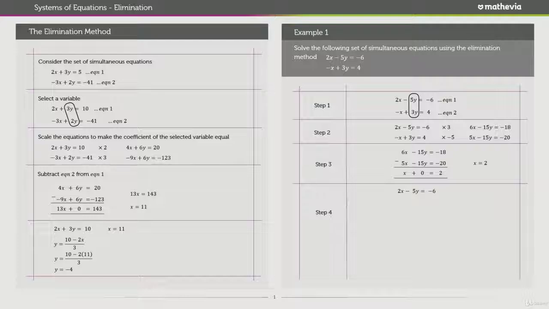We're going to solve for y, and we just pick either of the equations there. Basically we have 2x minus 5y equals -6, and we've been told that x equals 2. So we put that into the equation, and you should end up with y equals 2. And yeah, that is how you solve a system of equations using the elimination method.